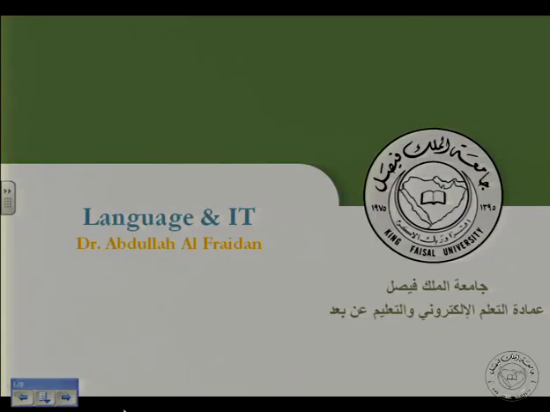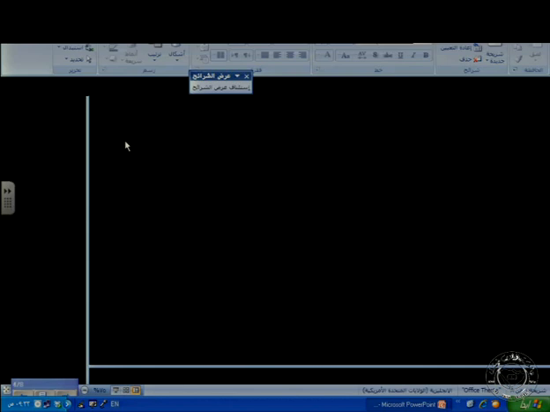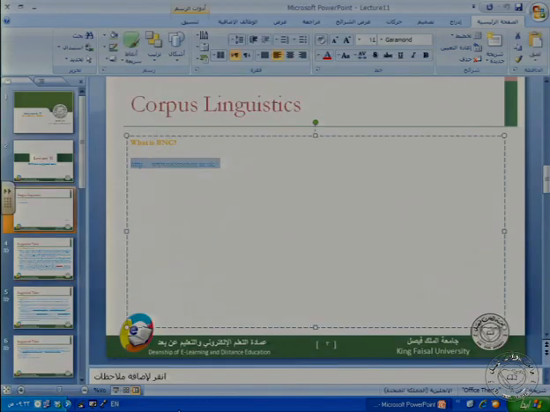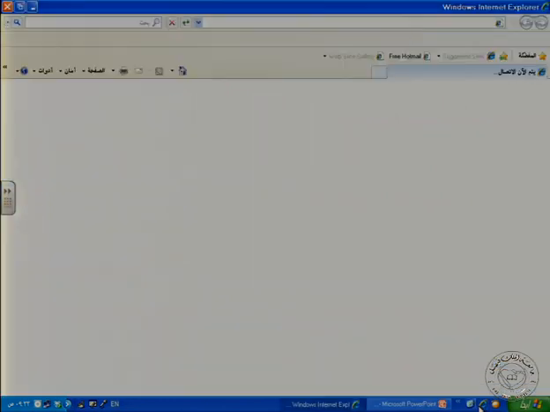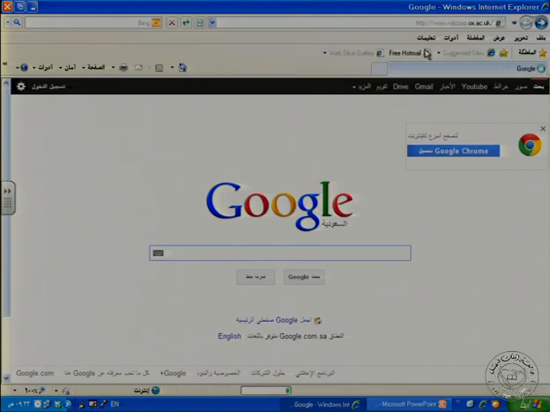Today we are going to look at the British National Corpus and some suggested tasks to be used with corpus. So let's get to know what is BNC, British National Corpus. This is their website. We're going to look at it now to get some information about it. So let's open Internet Explorer and then we go to their website.